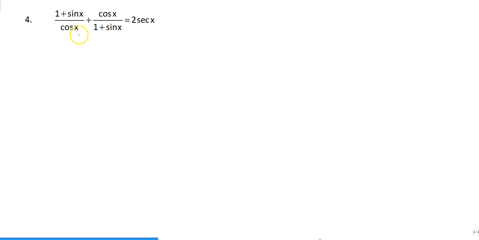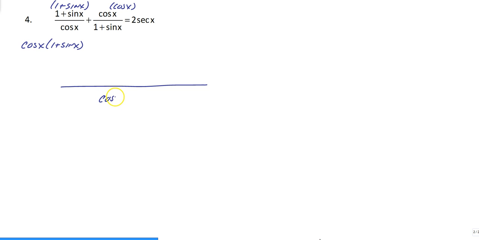Okay, common denominator. Your common denominator is going to be cosine x times 1 plus sine x. Remember, you can only multiply to get common denominators. You cannot just add something. So the right side is going to need the cosine x, and the left side is going to need another 1 plus sine x.